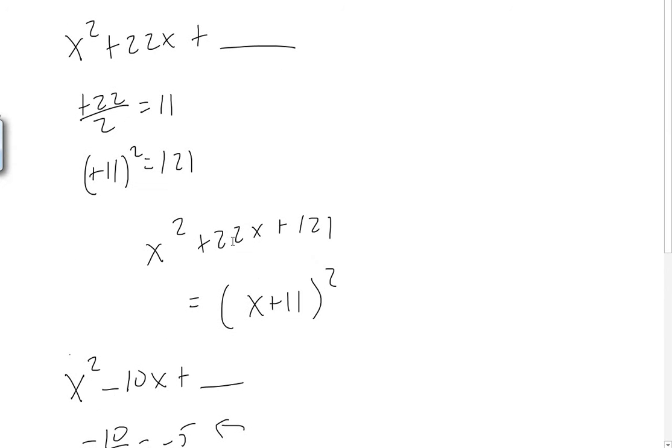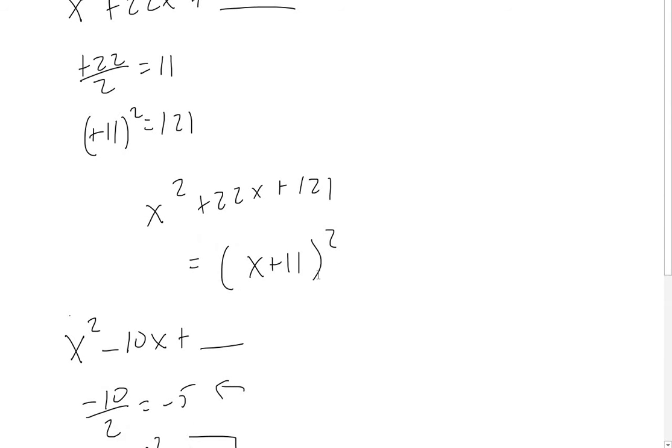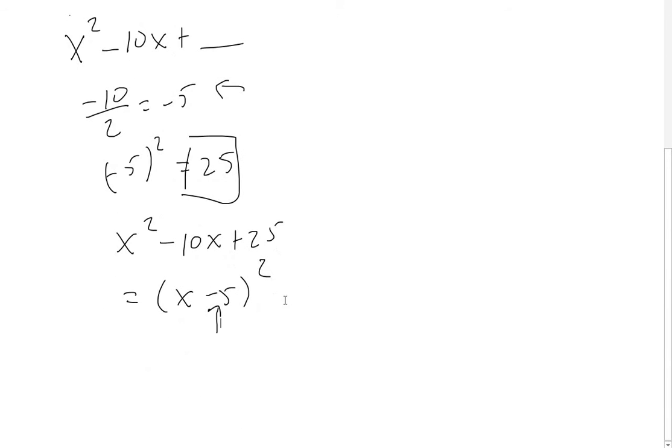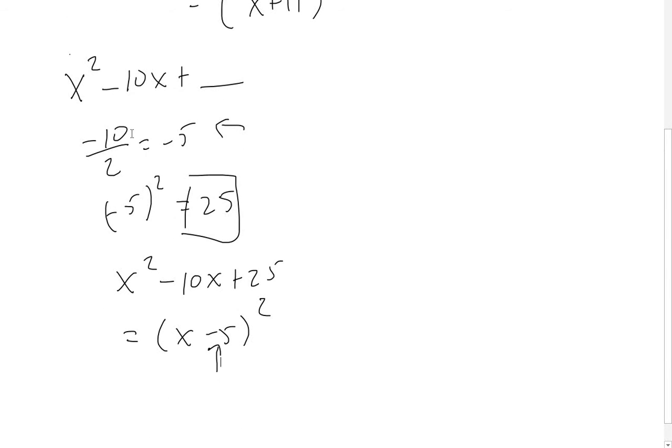So in this case, I divided positive 22 by 2. I got 11, and squared it to get 121. And that factors to be x plus 11 squared. Now you don't really need it in this case because you can just say the two numbers that multiply to 121 and add to 22 are 11 and 11. And same thing here. When you take negative 10 divided by 2, you get negative 5. So after completing the square, it factors to be x minus 5 squared. Again, though, I don't think you need it because x squared minus 10x plus 25 is a nice polynomial that we can factor pretty quickly.